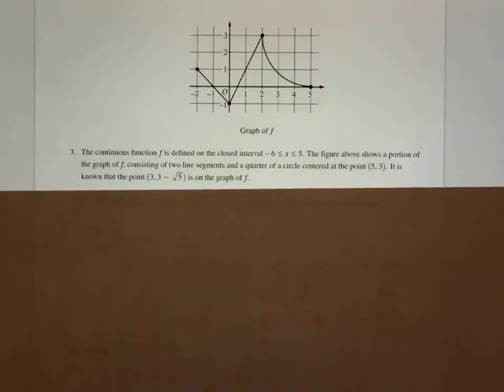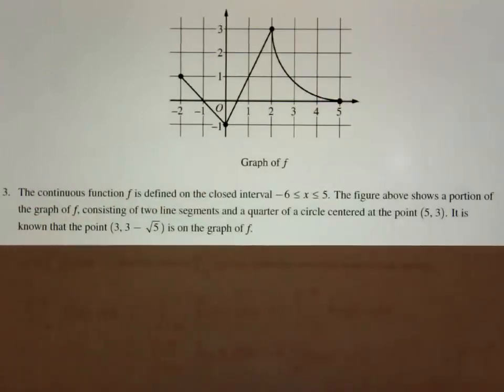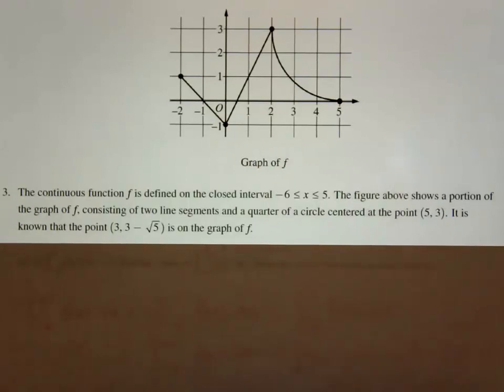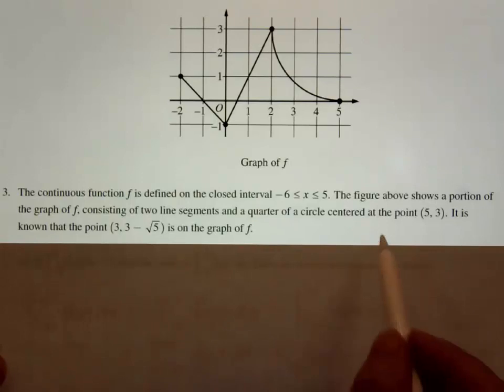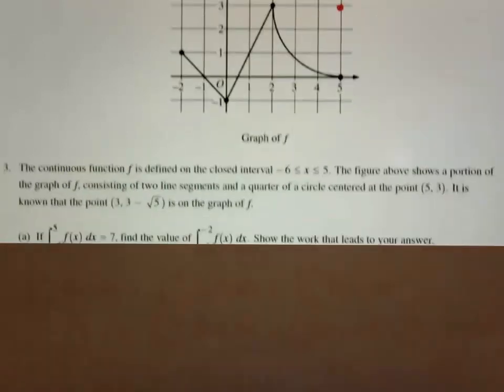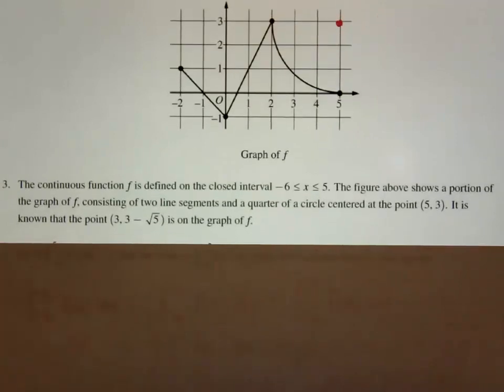Moving on to the no calculator part, number 3. We have this piecewise function here. We have a straight line, and a part of a quarter of a circle. And that's very important later on. It's centered at the point 5, 3, so my quarter circle center is right there. It is known that the point 3, 3 minus root 5 is on the graph of f. You're going to need that later. Remember, I told you every time you see something, you're going to need it later.